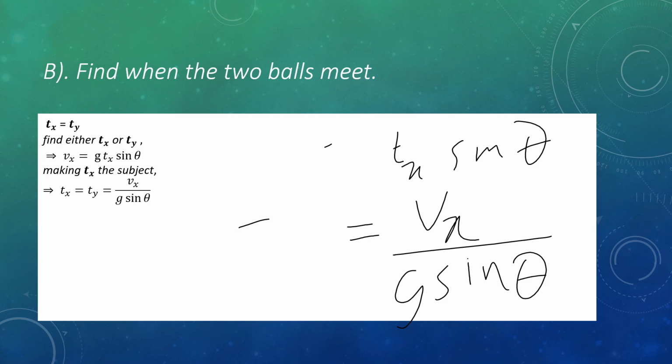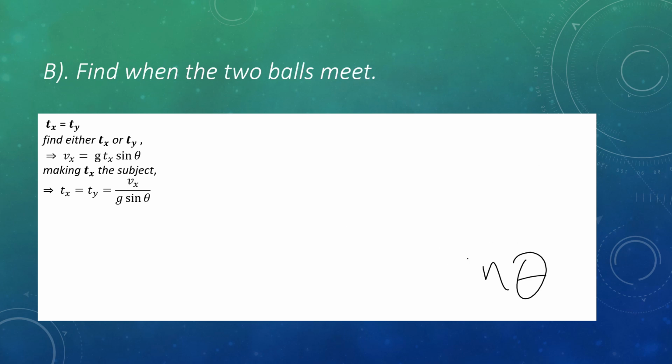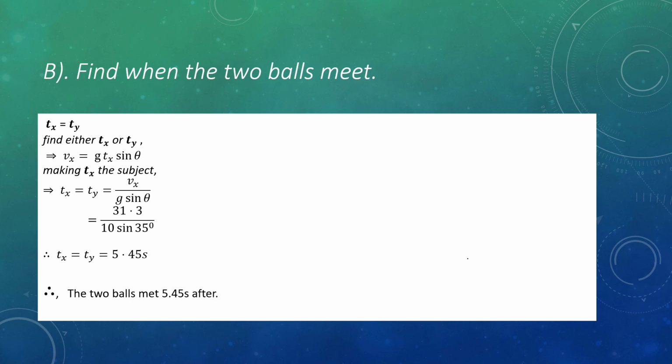Okay, let's continue with what they are doing. Now it becomes simple here because we've already found the values of Vx. So 31.3 over 10 sine 35 degrees, that's the angle of inclination. What do we get? Tx is equal to Ty is equal to 5.45 seconds. Very good. So this is our final answer. I hope we are through. Good. Therefore, the two balls met 5.45 seconds after.